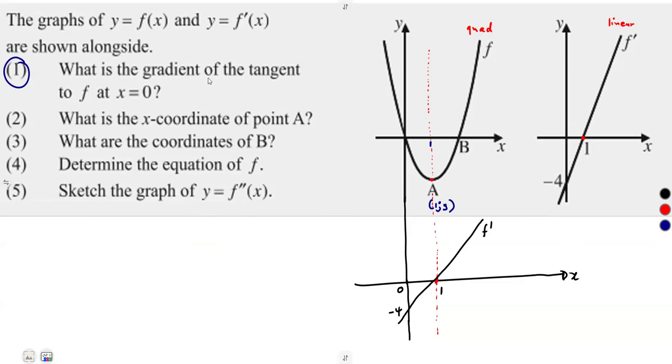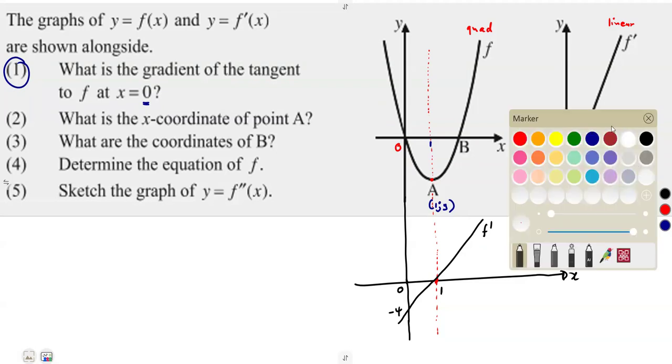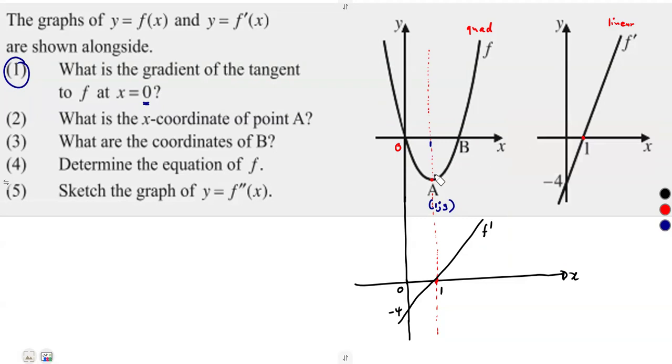All right, so our questions here were given from this. What is the gradient of the tangent to f at x is equal to 0? At x is equal to 0. If a tangent was drawn to f here, at x is equal to what? At x is equal to 0. What was going to be the gradient? All right. So here they are simply testing us, guys. They want to test our understanding if truly we do understand this relationship between the function and its derivative.